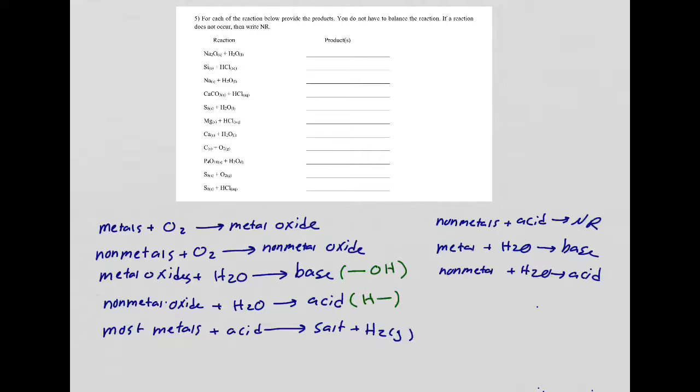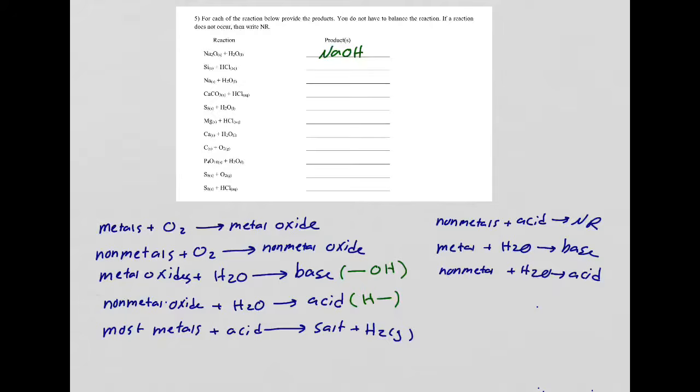The first one, what I have is metal oxide plus water. If I have metal oxide, with oxygen, plus water, what do you have? You have a base. What is my base? So I have Na. Base means you end with OH. So I have Na, and then you have to end with OH.